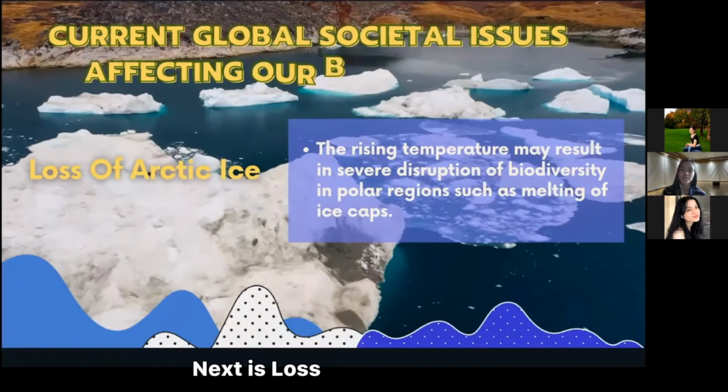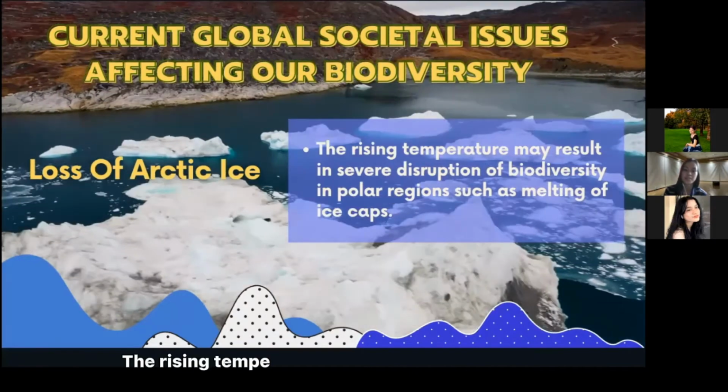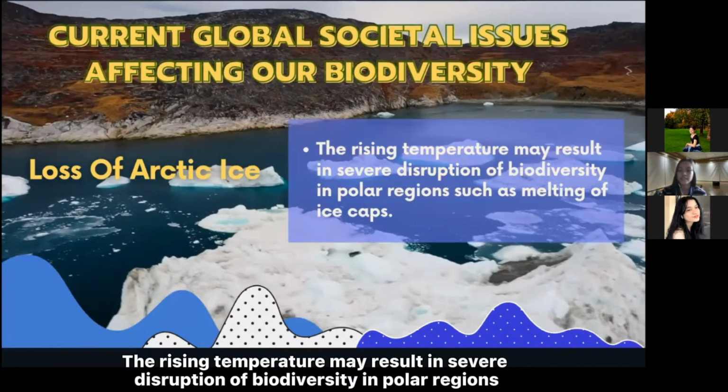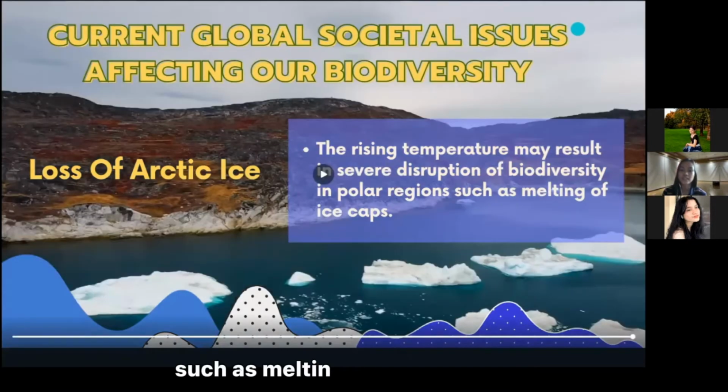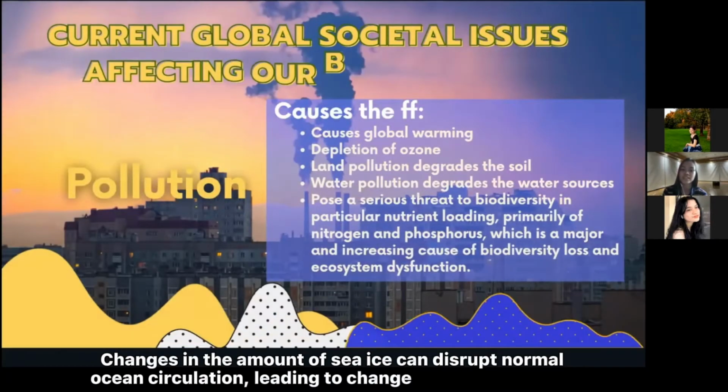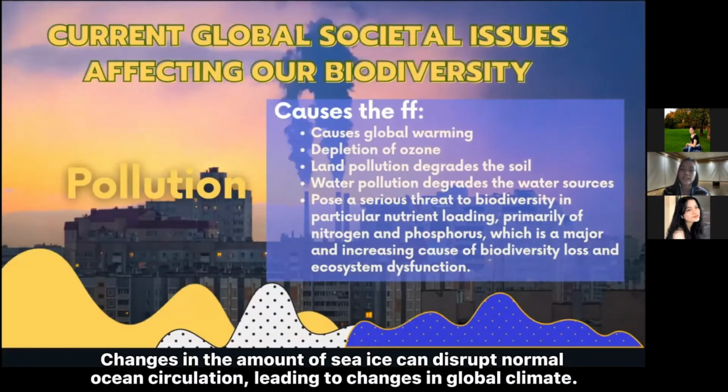Next is loss of Arctic ice. The rise in temperature may result in severe disruption of biodiversity in polar regions, such as melting of ice caps. Changes in the amount of sea ice can disrupt normal ocean circulation, leading to changes in global climate.